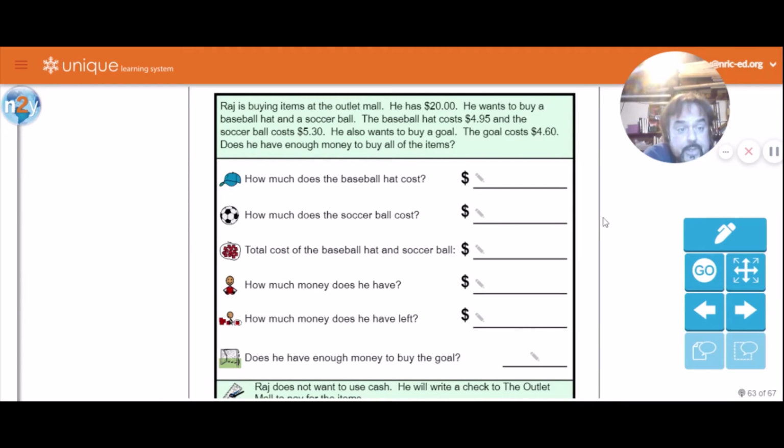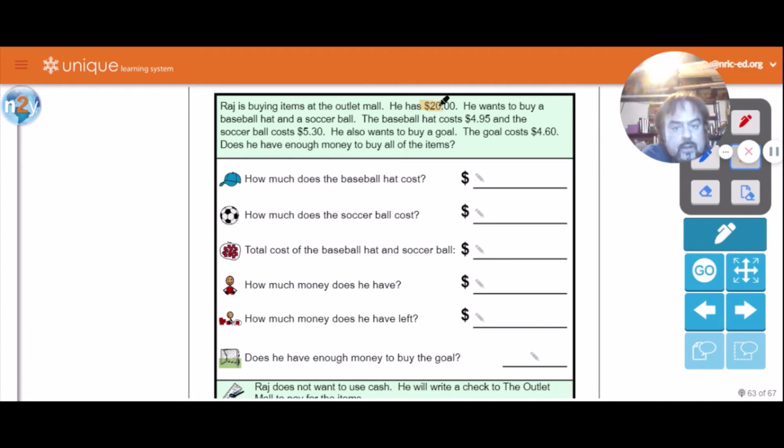Okay, and this last part for today's lesson, we're going to get really tricky. We're going to have to add up all these things that Raj wants to buy at the Providence Place Mall. Okay, so Raj has $20. He wants to buy a baseball hat and a soccer ball. The baseball hat costs $4.95, and the soccer ball costs $5.30. He also wants to buy a goal, which is down here, the net that you kick the soccer ball into. The goal costs $4.60. Does he have enough money to buy all of the items?